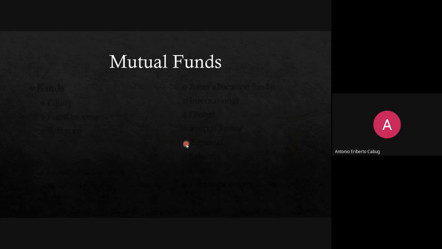Okay. Let's go to the kinds of mutual funds. The general classification of mutual funds include the following: equity funds, fixed income funds, and balance funds. Okay, yan yung general categories na ma-encounter nyo kapag maghanap kayo ng mutual fund company.